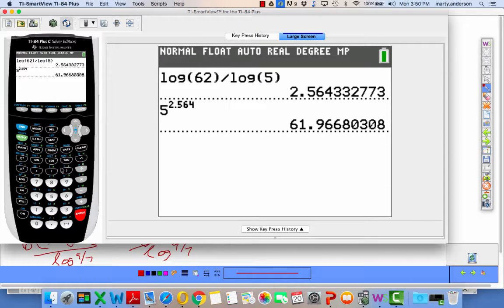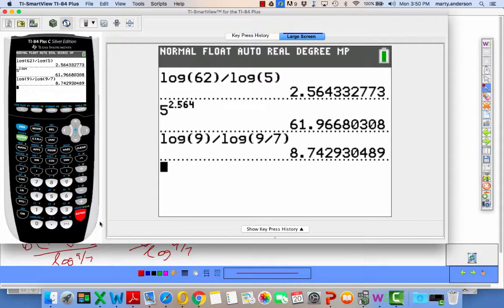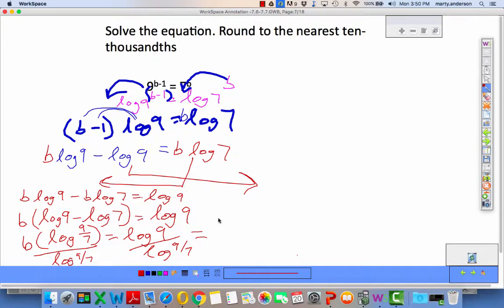It's the hardest problem you got to do. Log 9 divided by log 9/7. My answer is 8.74. Now think about what that means. Back to the original problem. 9 raised to the 8.74 minus 1, that would be 7.74. Is that equal to 7 to the 8.74?